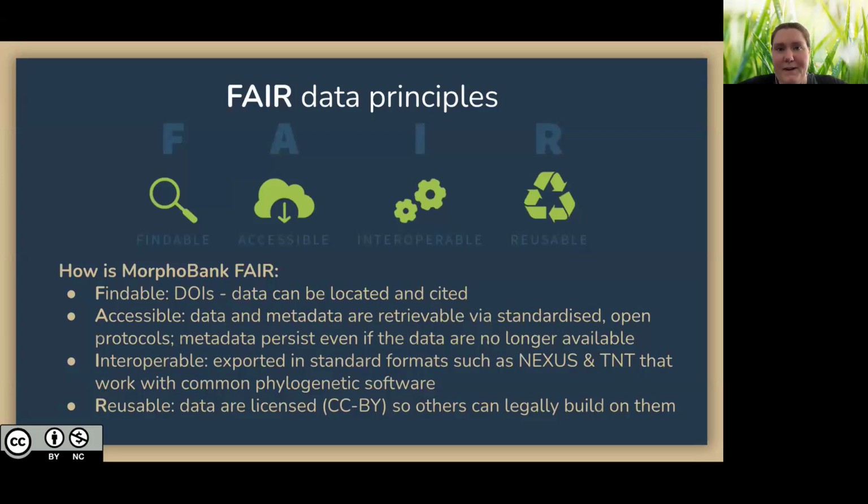Everything in MorphoBank is FAIR. FAIR is a specific kind of data framework, and it stands for findable, accessible, interoperable, and reusable. So how does MorphoBank make data FAIR? It makes data FAIR by being findable. Everything in MorphoBank is given a DOI, so that means that the data can be located and cited. It is accessible. Data and metadata are retrievable via standardized open protocols. The metadata is persistent even if the data is no longer available.